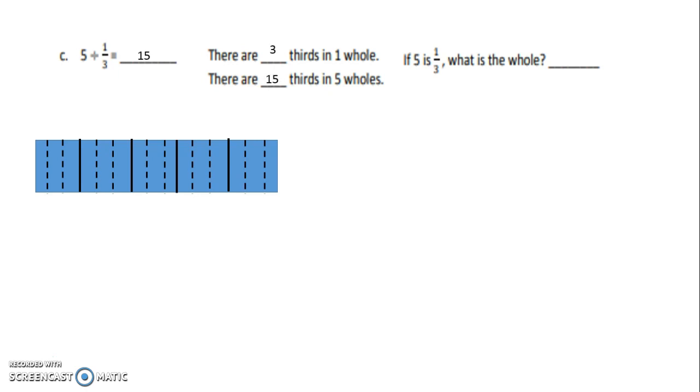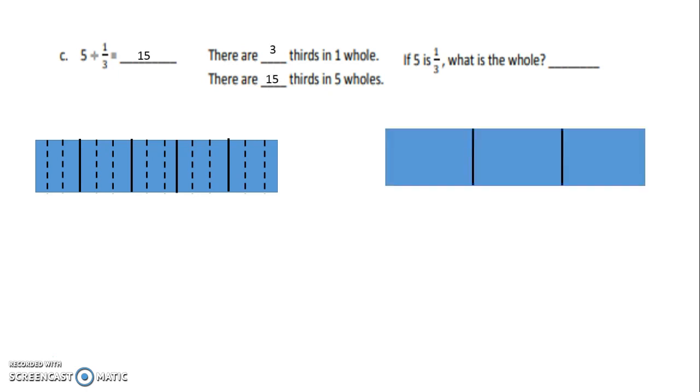My next question is, if 5 is 1/3, what is the whole? So if I know that this 1/3 section here is 5, and I'm trying to figure out the whole, if 1/3 is 5, then the other sections must also be 5 for a total whole of 15.